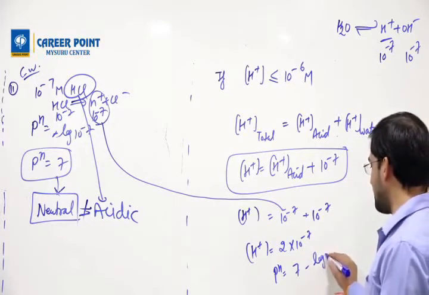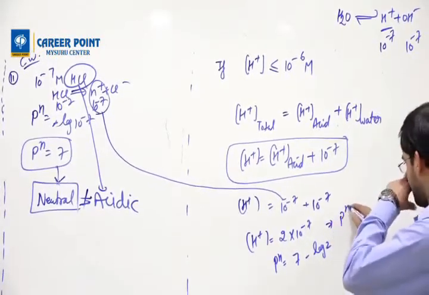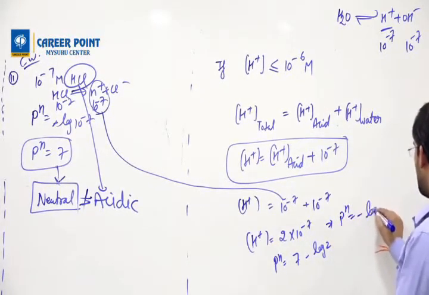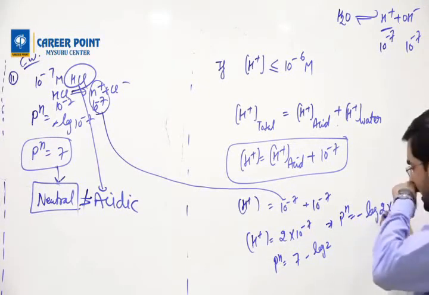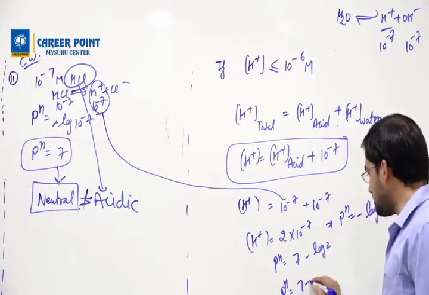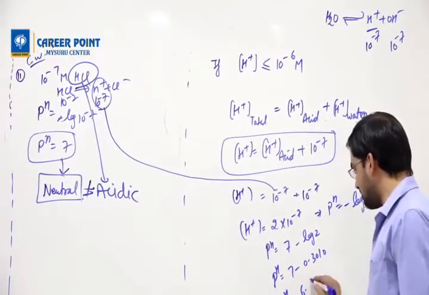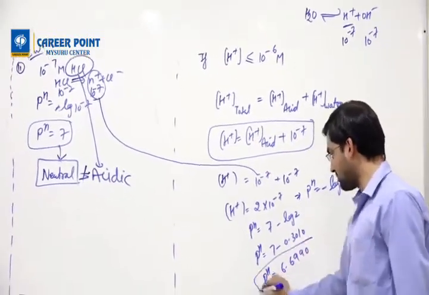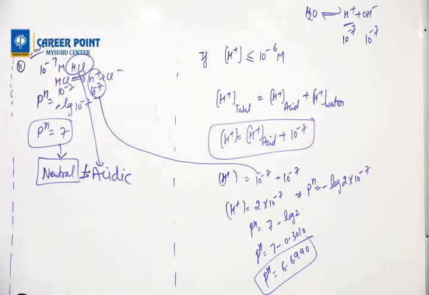7 minus log 2. Directly I have written, but I will write one more step. Minus of log of 2 into 10 power minus 7, so 7 minus log 2. pH equals 7 minus 0.3010. So pH equals 6.6990. Understood?